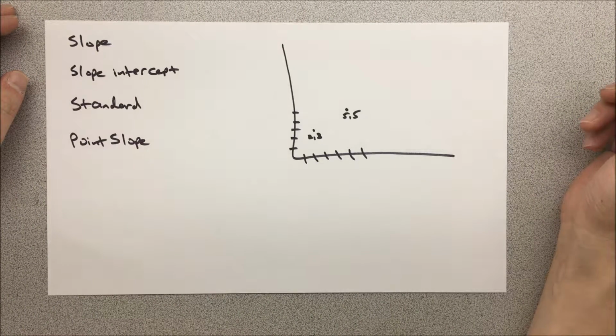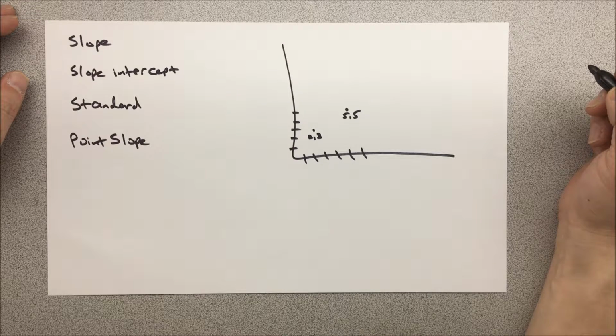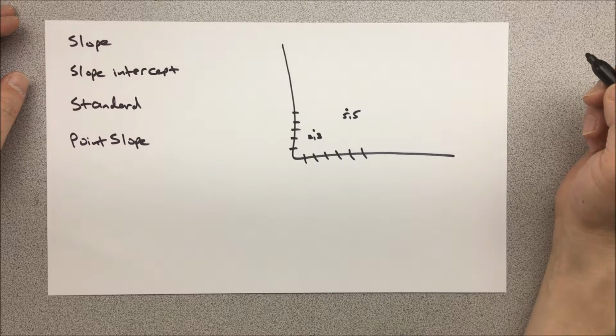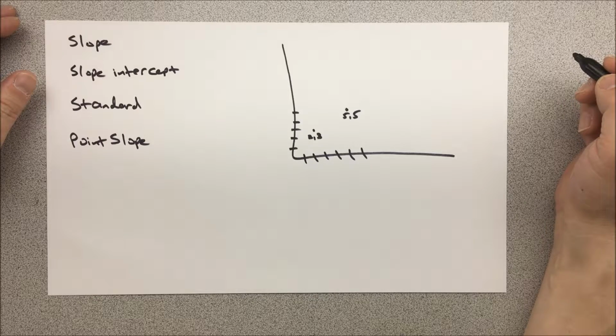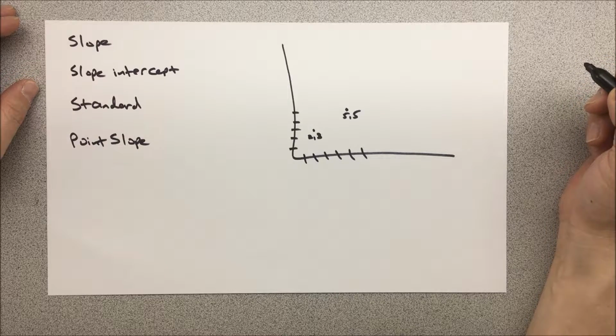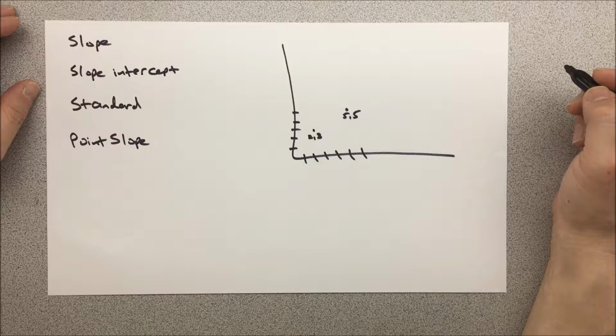Hello parents. Today we're going to talk about slope, slope-intercept form, standard form, and point-slope form. It is probably the most basic question that can be asked, where a student is given 2 points and they're told to write the equation in one of the formats that I just mentioned: slope-intercept, standard, or point-slope.